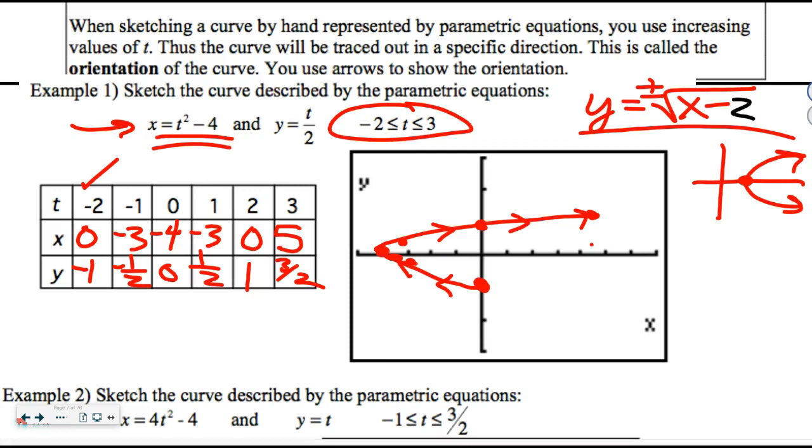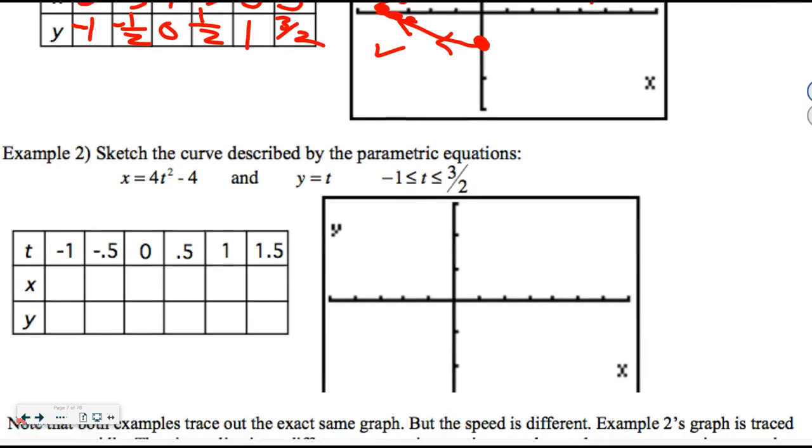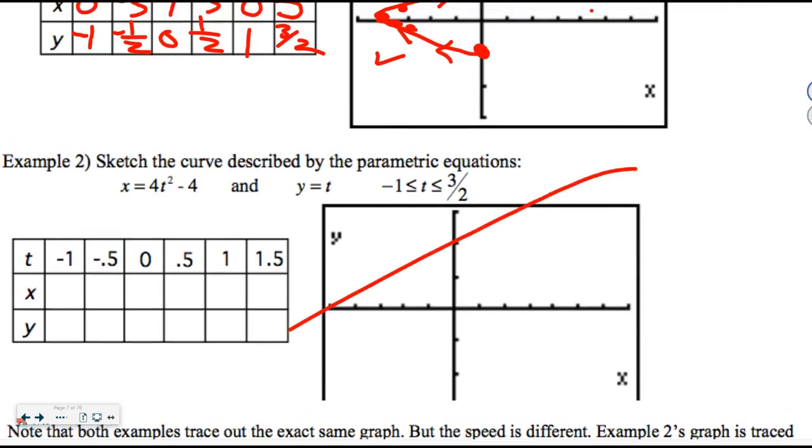If I did it in function mode, I'd have to enter it as 2 pieces. You'll see when we do what's called eliminate the parameter. My calculator would graph the top piece from left to right, then it'd graph the whole bottom piece because I don't have control over it. So you gain a lot of movement control with parametric equations. I'm not going to do this one because I don't need to.